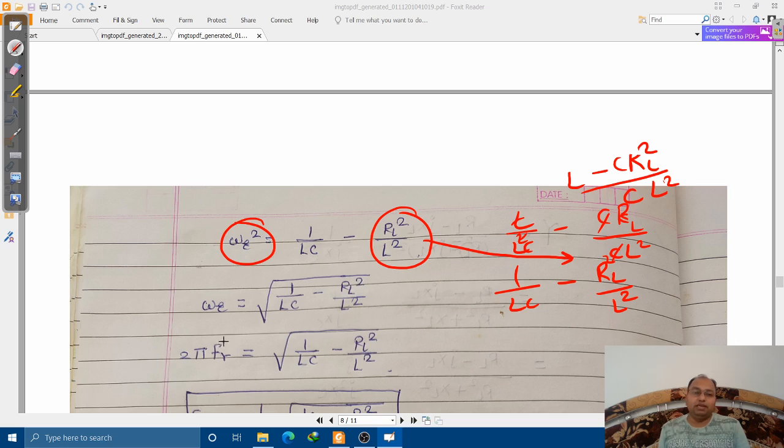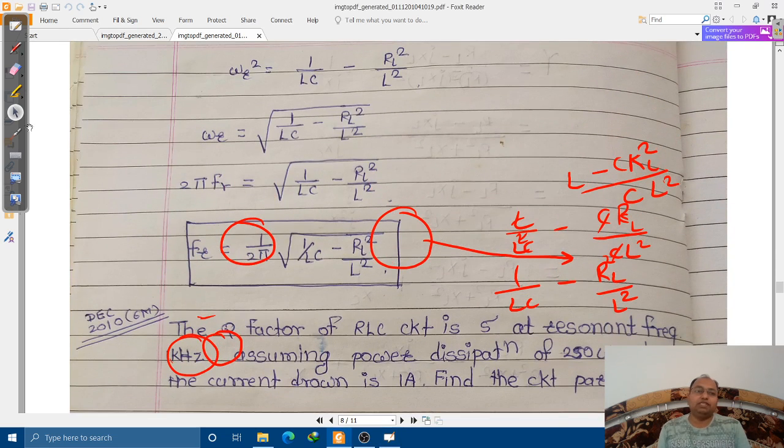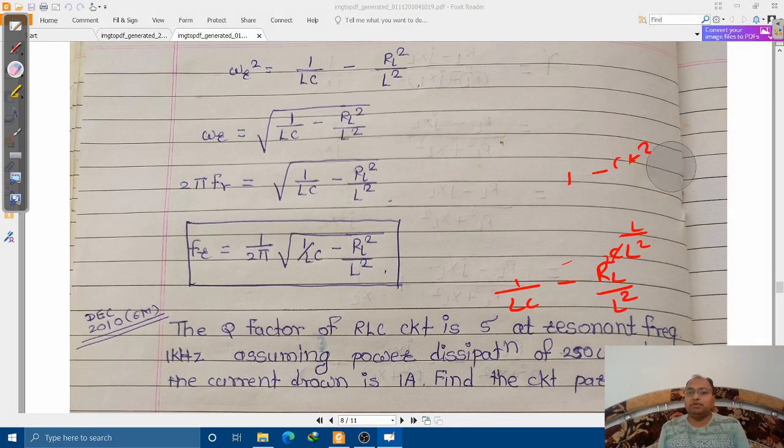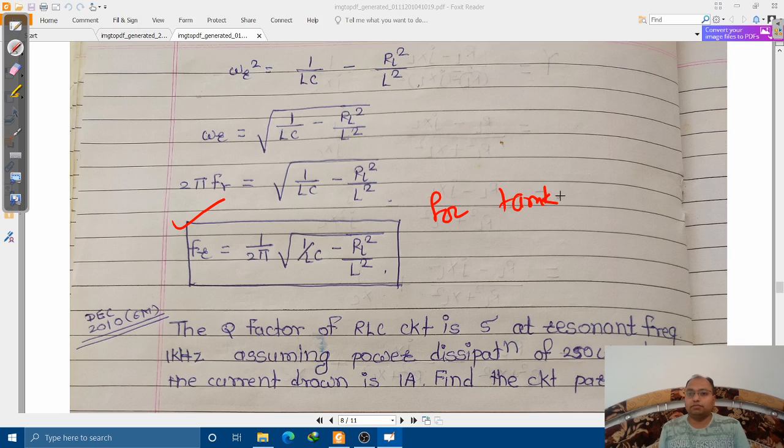Let us find out fr then. We are going to put omega r as 2 pi fr, and because of that we are going to get the final equation: fr is equal to 1 upon 2 pi times root of 1 by LC minus RL square by L square. So this is the equation of resonance for the tank circuit. Got it? Okay.